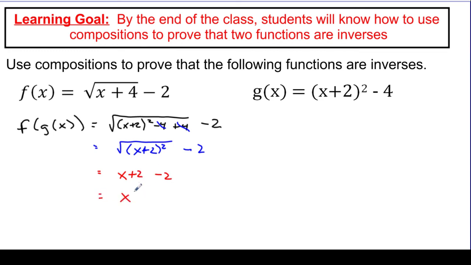My final answer is x, right? So everything in the g function, when I put it underneath the radical, canceled out all of the operations that existed in f. The only thing that's left is the variable. That means that it is an inverse.